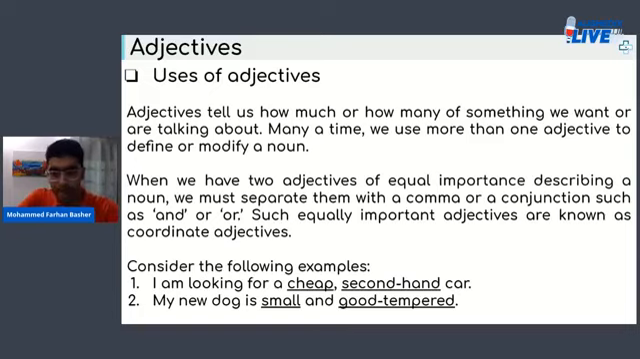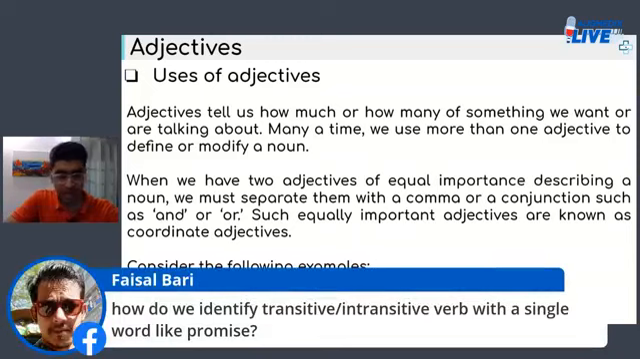Okay. I think we have a query from Faisal Bari. How do we identify transitive and intransitive verbs with a single word like promise? With a single word like promise.